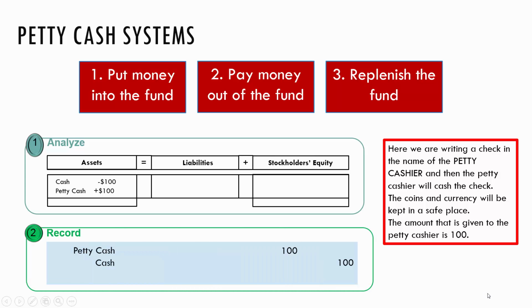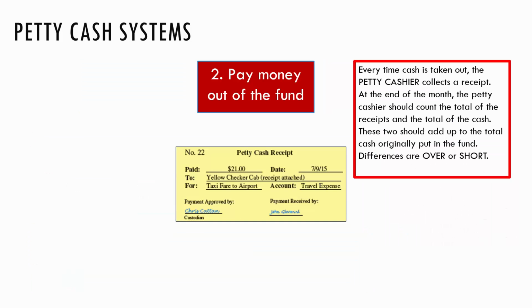So in establishing the account, we're going to create a separate asset, which is really a part of our total cash. It's going to be called petty cash. And petty cash is going to be funded by writing out a check in the name of the petty cashier, whoever that might be, and we're going to give this individual a check for $100 and say, go to the bank, cash the check, and put this money in the locked box.